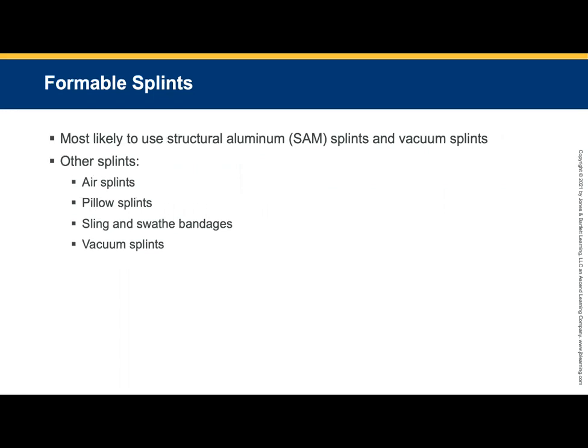Formable splints. These are considered your air splints, your pellet splints, sling and swath. That is a testable skill, is the sling and swath. There is a slideshow in here, I think, on the sling and swath. If you will look on 32.3 in your book, it talks about how to apply the vacuum splint. I don't have one of those here. I don't have any of that at my house to show you how to do those.